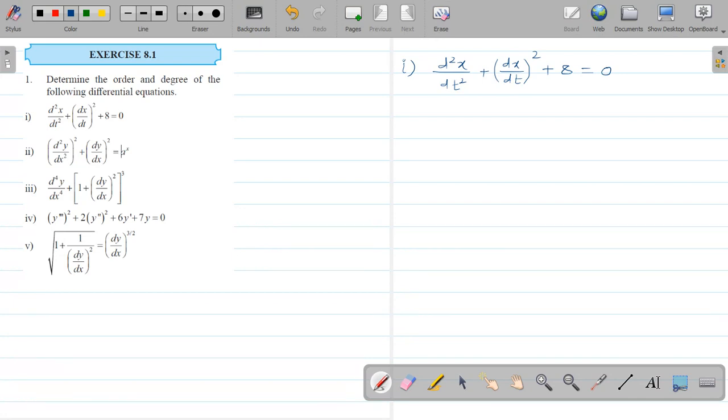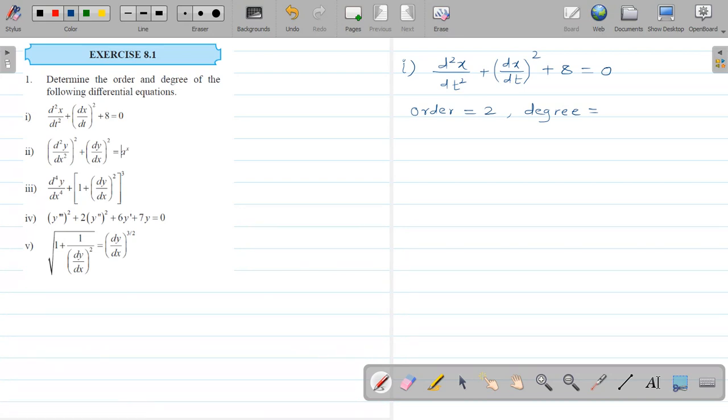Now see the order first, which is the highest order derivative. If you observe the first term, it is d square x upon dt square. So it is the second order derivative involved in this function, and there is no negative index or fractional index. So you can write the order as 2, because the highest order is the second order derivative. And for degree, as there is no fractional or negative index, we take the power of the highest order derivative.